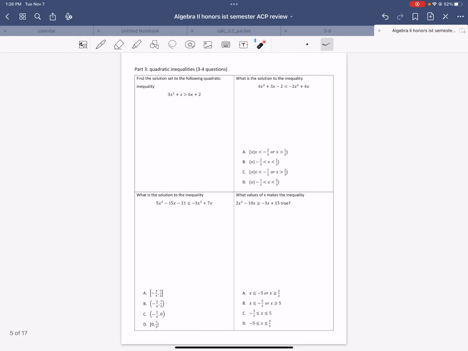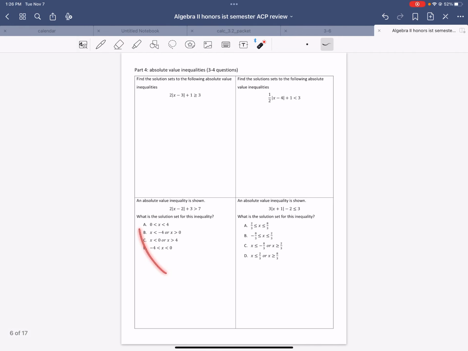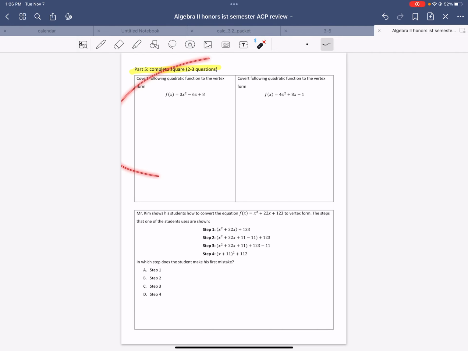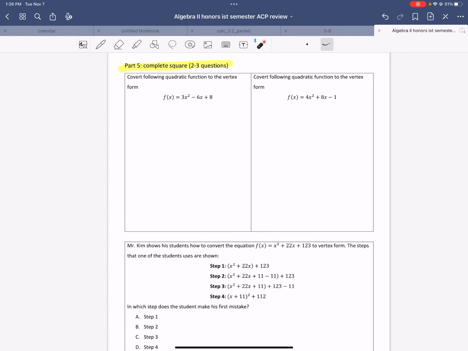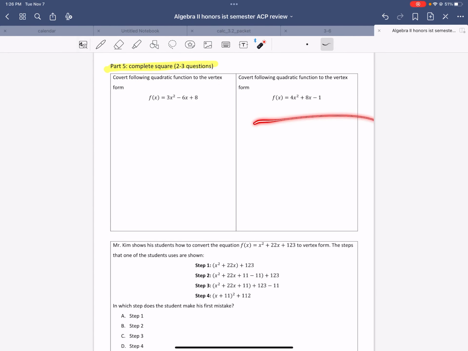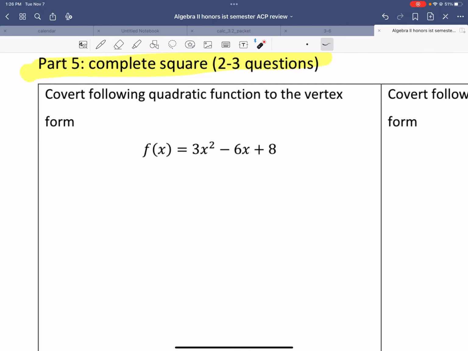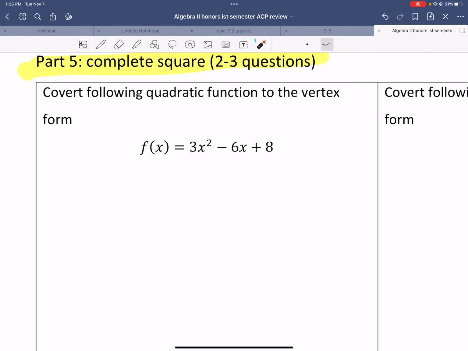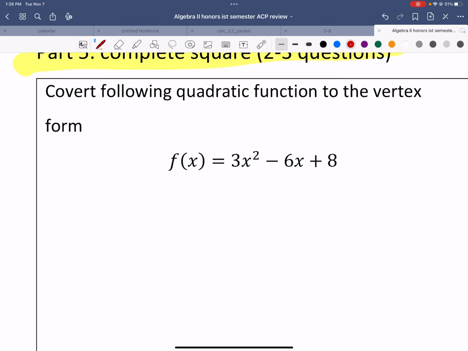Yeah, we're not going to do this. We're going to do this one in class, but we are going to do completing the square here. So let's do this. I will go over this one. You're gonna do these two questions by yourself, okay? So basically, it's just converting the following quadratic function into the vertex form. I believe you guys know how to do it at this moment.